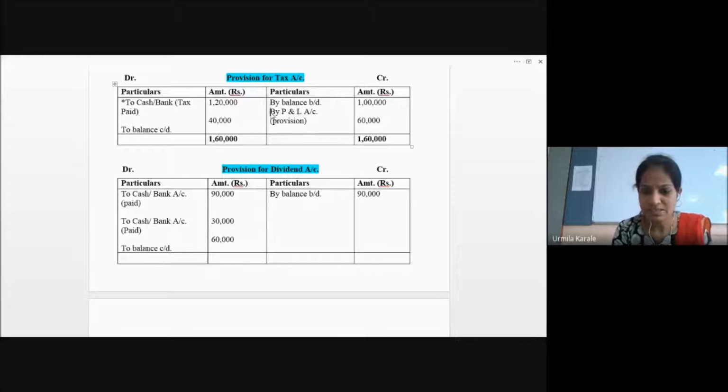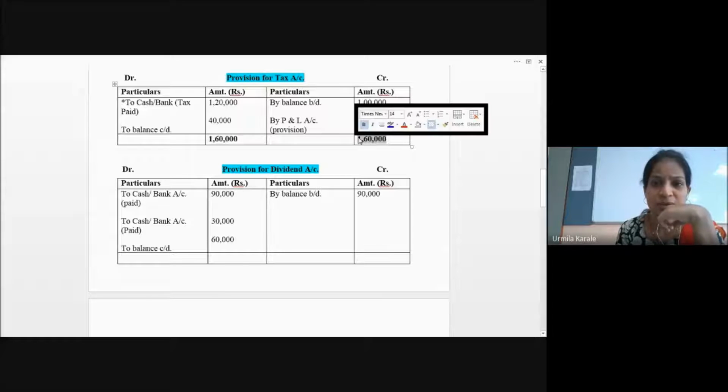Now you can easily understand by applying some common sense. How? Suppose you already had 1 lakh rupees provision, and you have also created a provision during the year of 60,000. So if you already had 1 lakh rupees kept aside for paying taxes, and during the year you have kept aside 60,000 rupees, in a year you have kept aside 160,000 rupees.